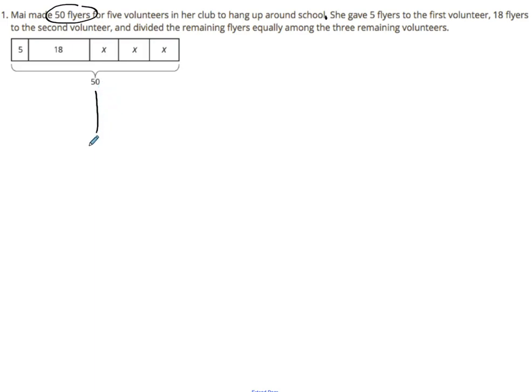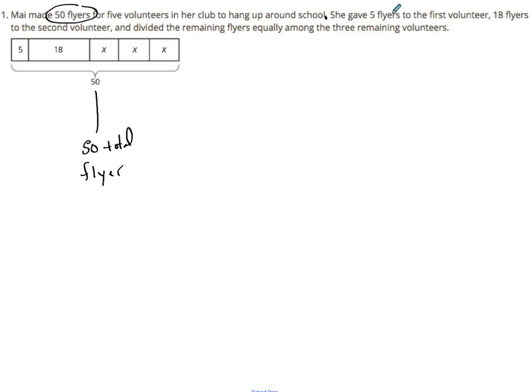So this 50 is my 50 total flyers. I'm expecting you to label this. I'm going to give you a tape diagram on a quiz or an assessment, and I'm going to say label each component. That 50 in the first sentence is my 50 total flyers.